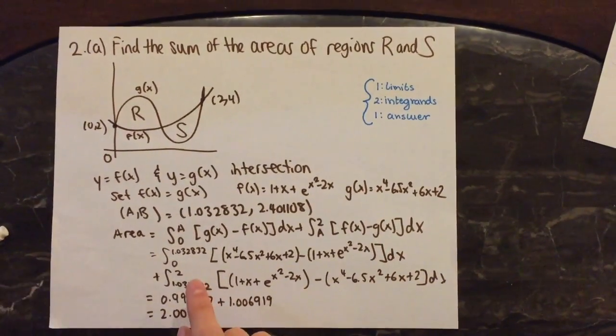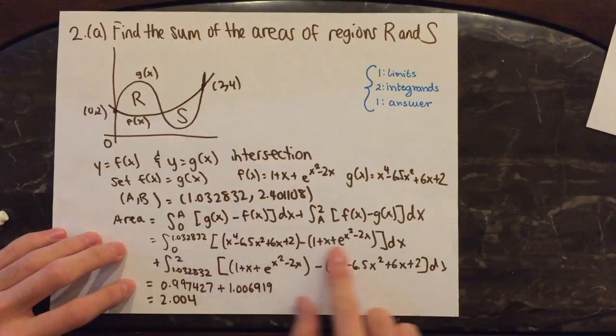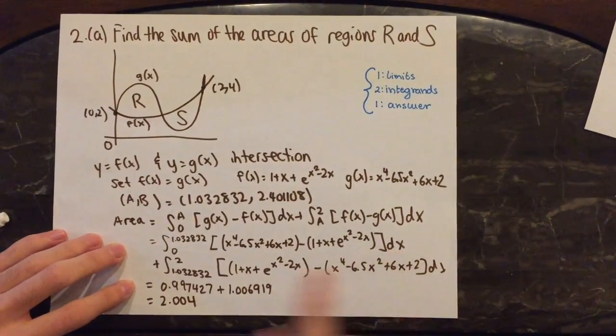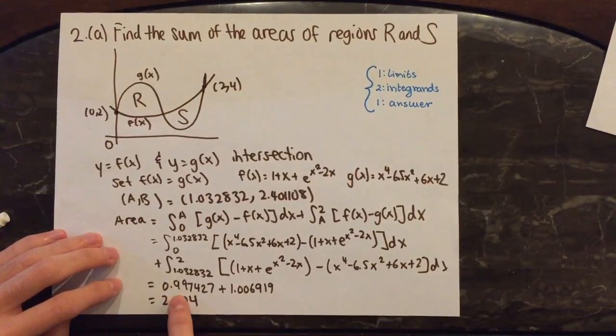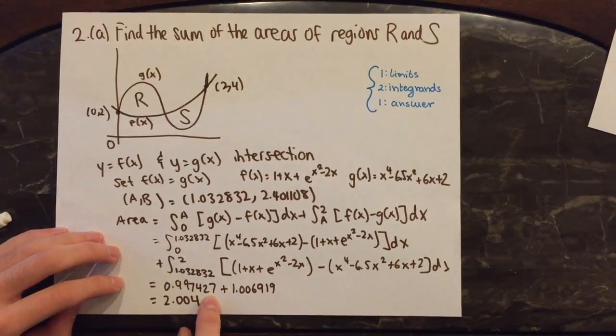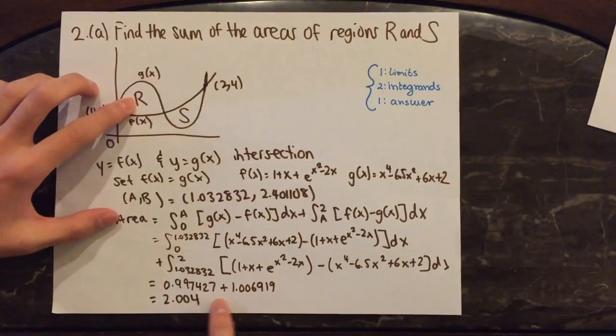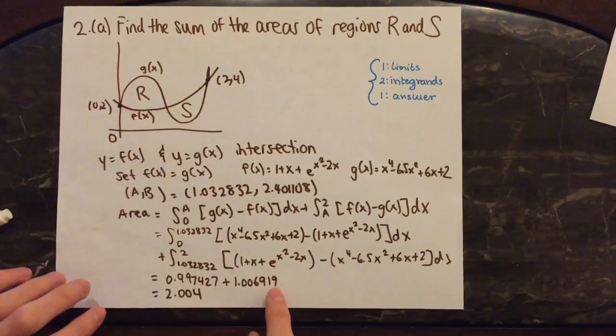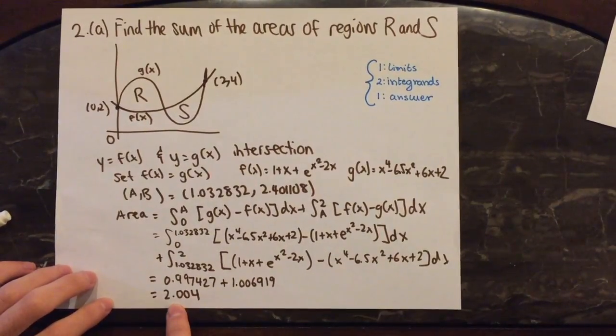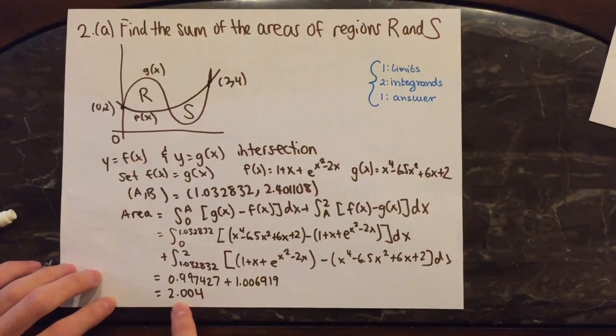So we're going to plug in all the numbers that we have and the functions we have, and when you plug it into your calculator, you'll get 0.997427 as the area for R. You'll get 1.006919 for the area of S. When you add them together, you get the answer 2.004.